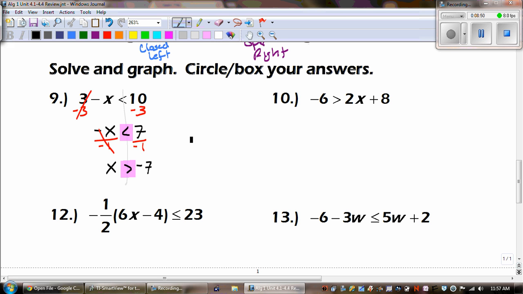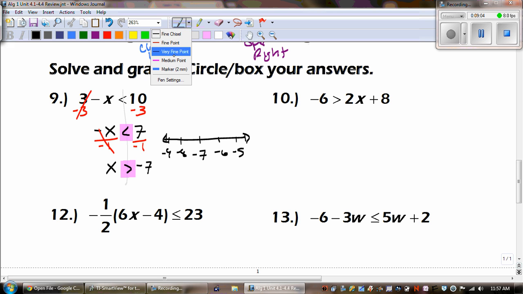Now the last thing I need to do is graph that. You guys actually have a graph that you can do. I don't. So we're going to put -7 in the middle, 2 numbers above, and 2 numbers below. It's greater, so that's going to be open, and then we're going to shade to the right.